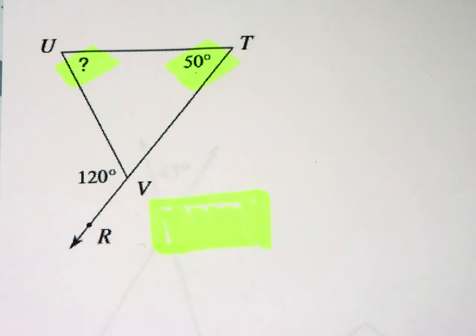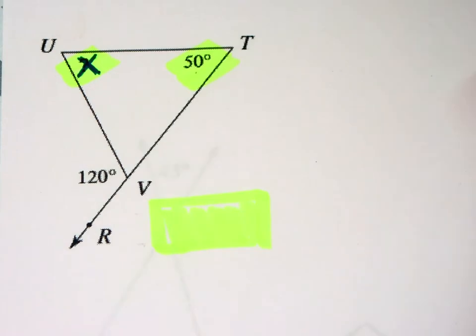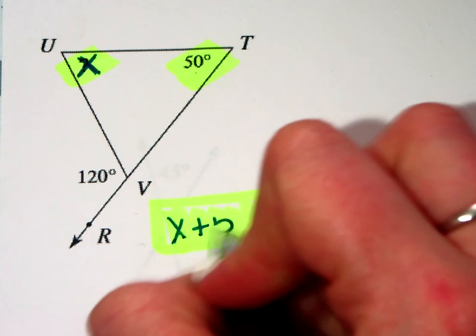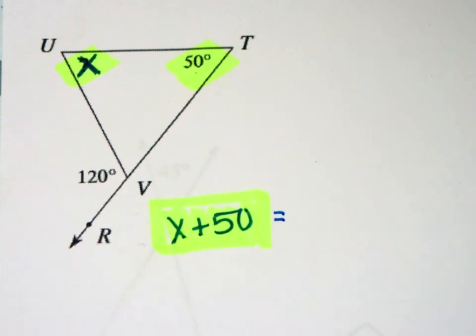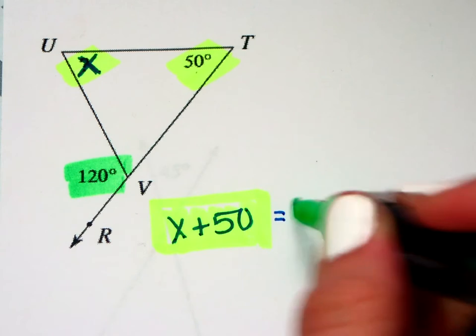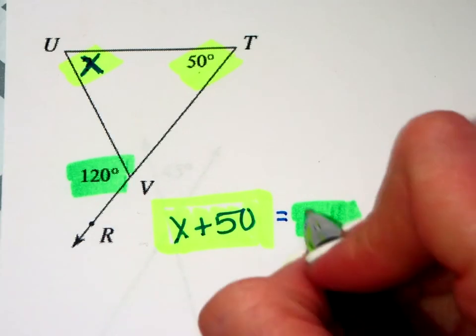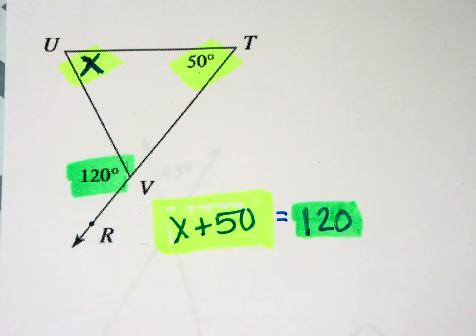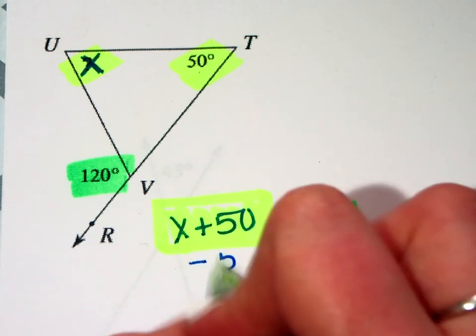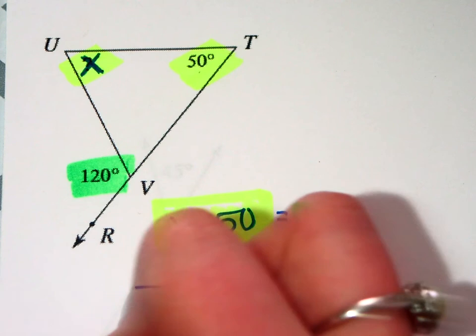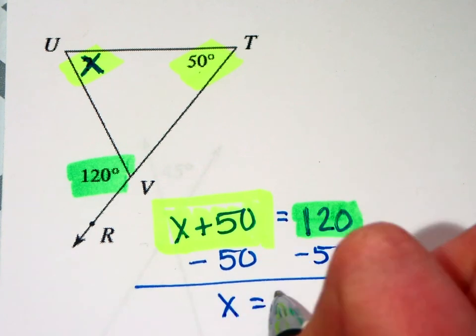And again, I'm going to change this question mark to a more adult variable of x. x plus 50. And when I add the two remote interior angles together, they should always equal the one on the outside. The exterior angle we're focused on is 120. So I have x plus 50 equals 120. I'm going to go ahead and subtract 50. 120 minus 50 is 70.